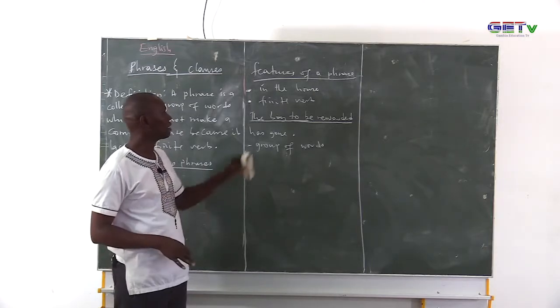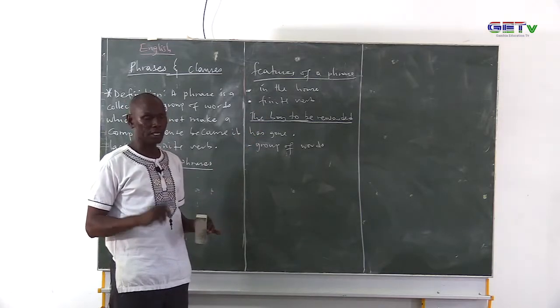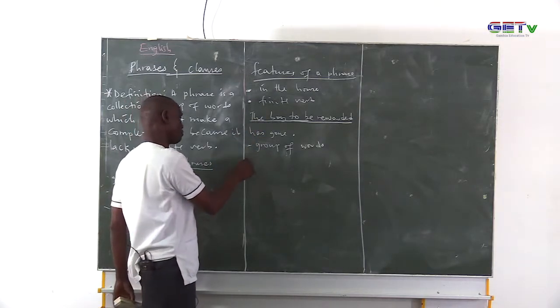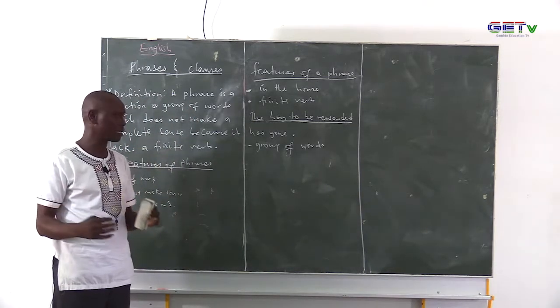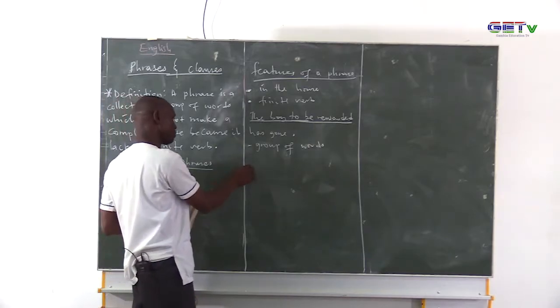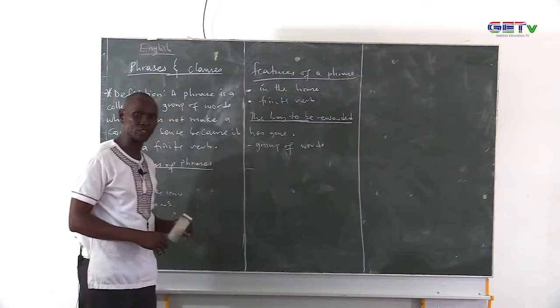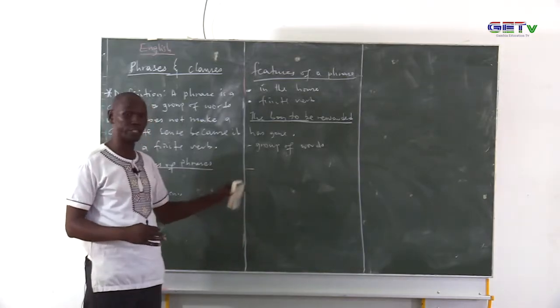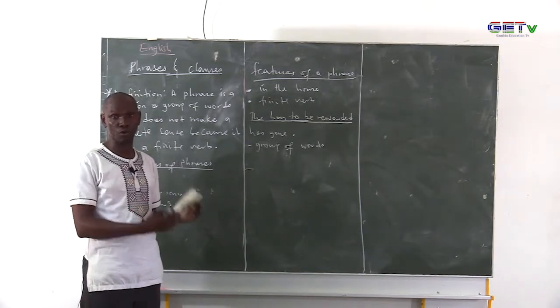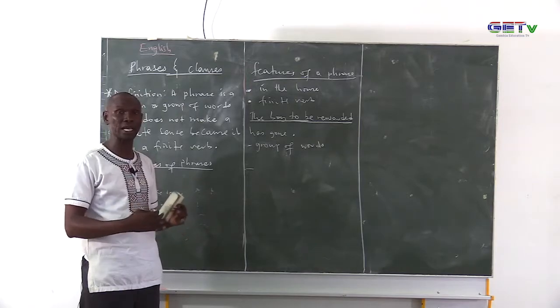If they do, the verbs will be non-finite. Now, let's look at it this way. Before we start looking at the examples or the different categories under phrase, let's look at which verbs are categorized as non-finite, so that if you are given a group of words and you happen to see those verbs, you will not call them clause, so you know they are still phrases.